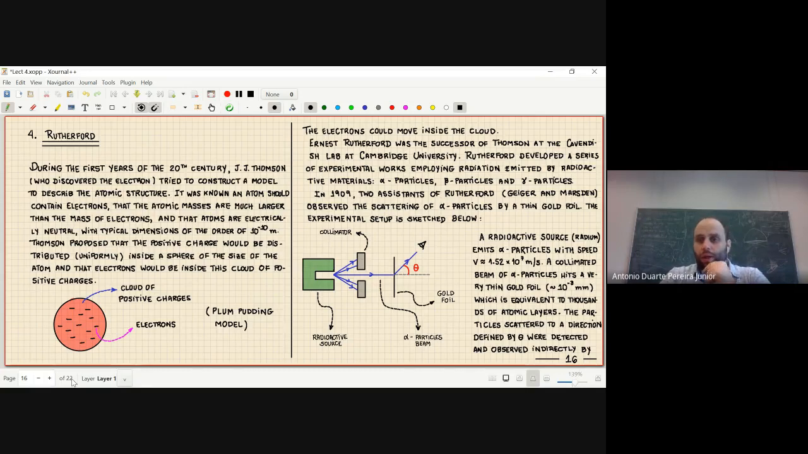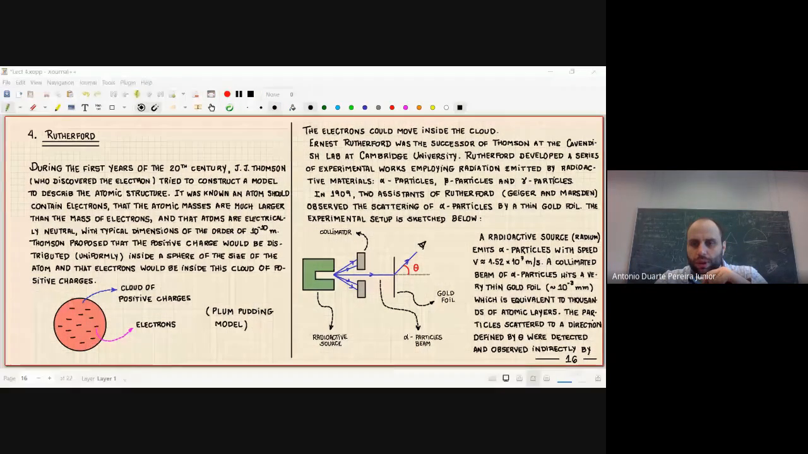In the beginning of the 20th century, it was known that a particle that we now call the electron existed. Before I move on, there is a question in the chat.